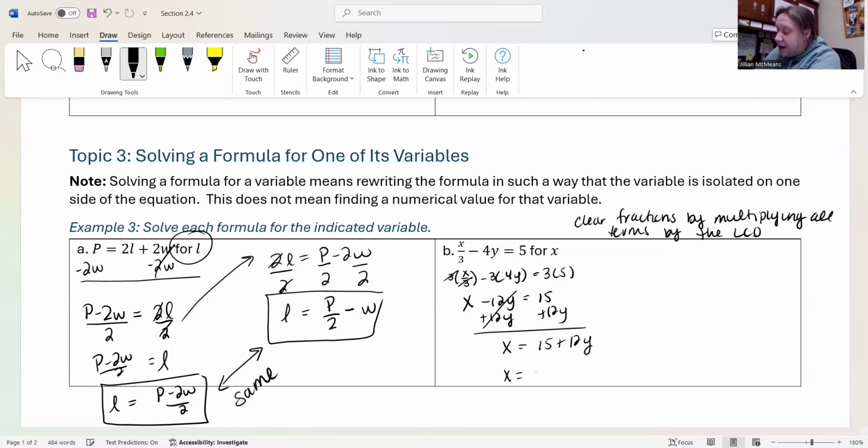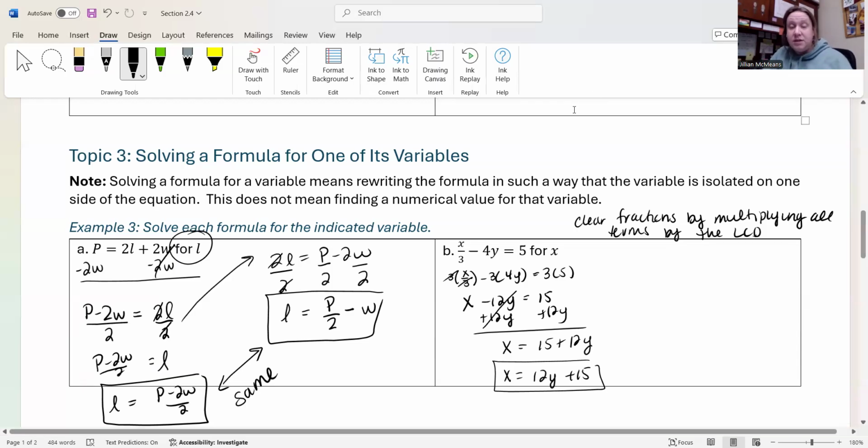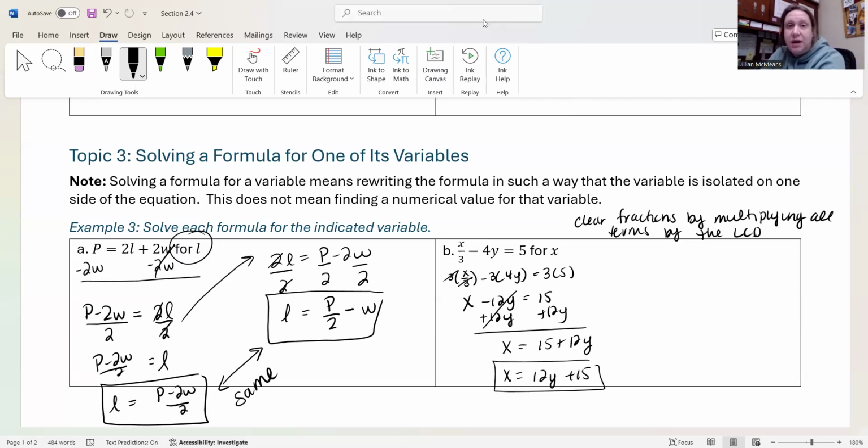I would also accept 12y plus 15. I don't care which version you give me. Generally speaking, you would see it more like this, where you put the variable term first and then the constant last. I'm okay with either of these versions. Just make sure you get a single positive x equaling everything else in the formula. Okay. And again, something like part B, you will definitely see situations similar to that when we get into graphing linear equations in two variables.